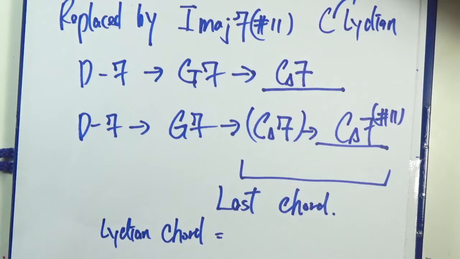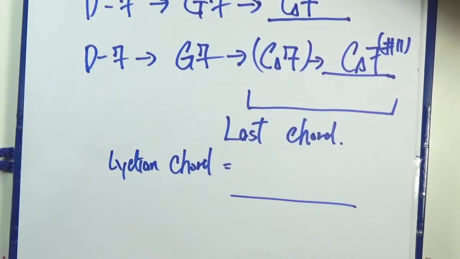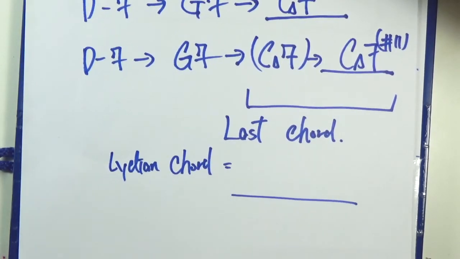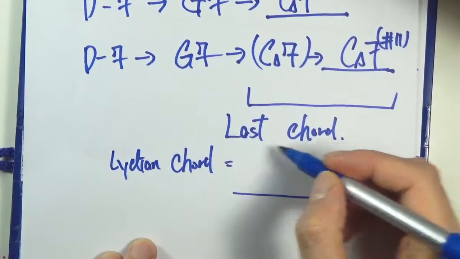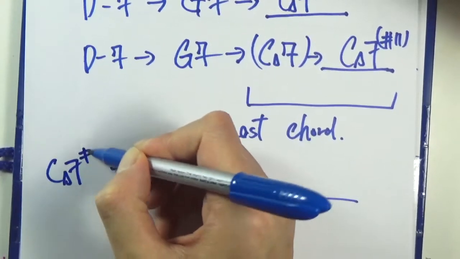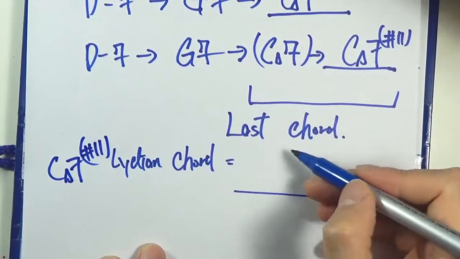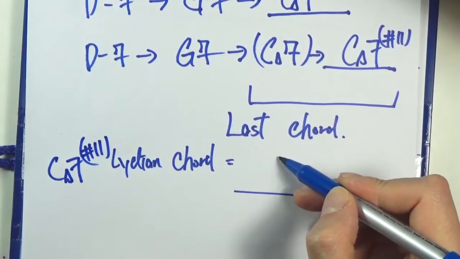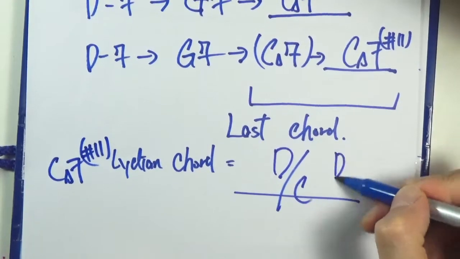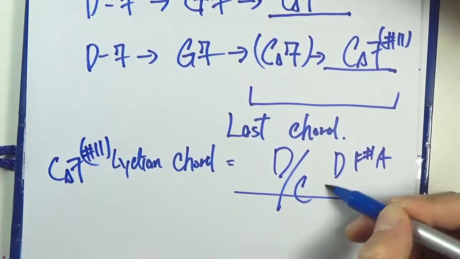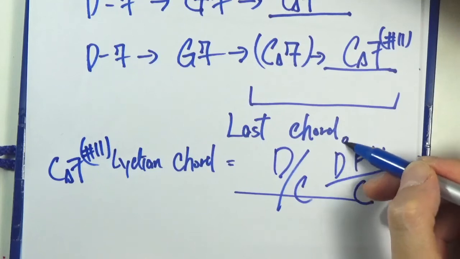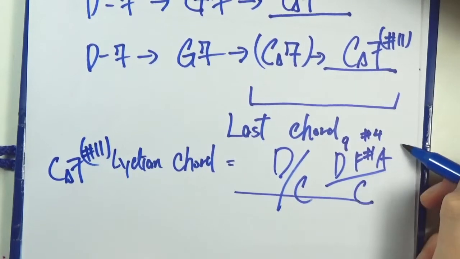And also, if you checked out the section on upper structure, to realize a C major 7 sharp 11 chord, one way to do it is you can play a slash chord like this. For example, D on C. So that's actually D, F sharp, A over C. So that's your 9th, sharp 4 or 11, and then there's the 6.